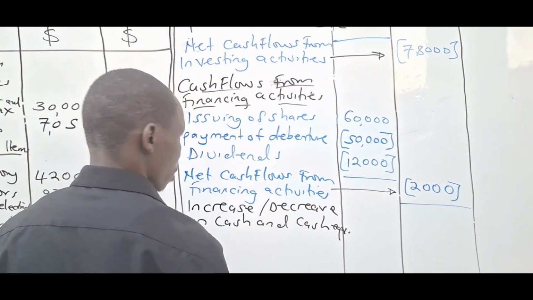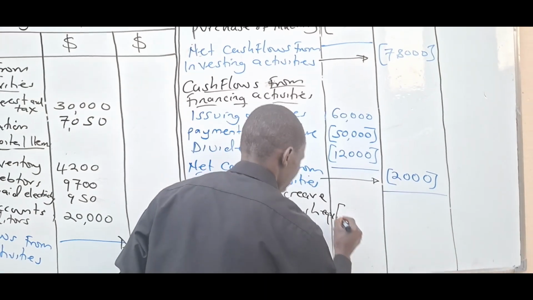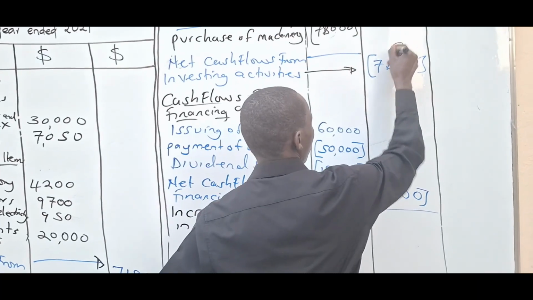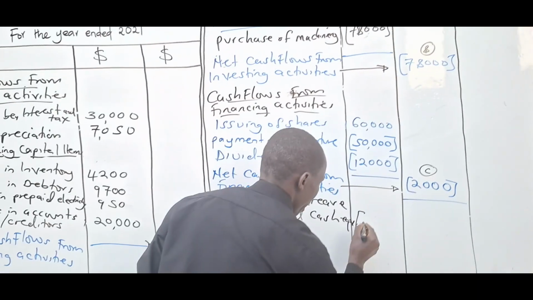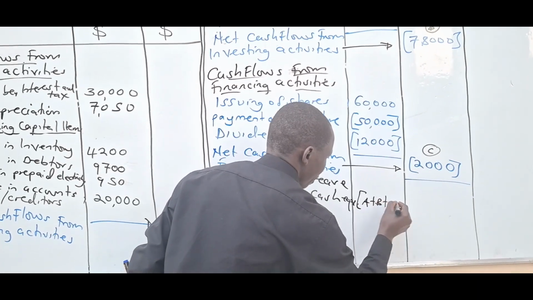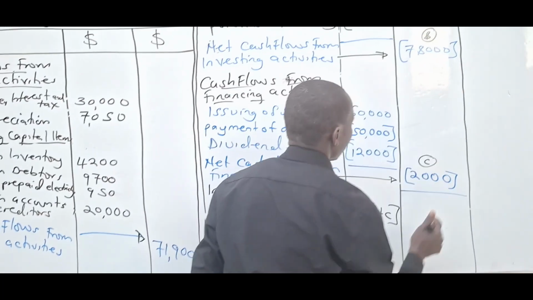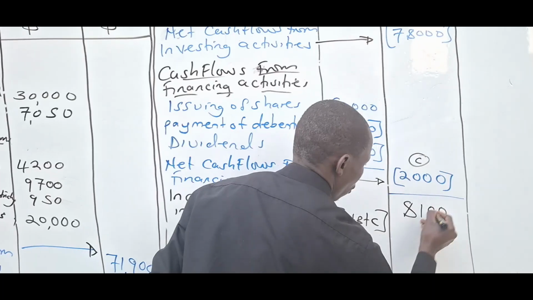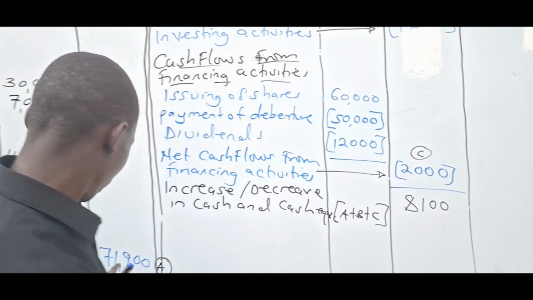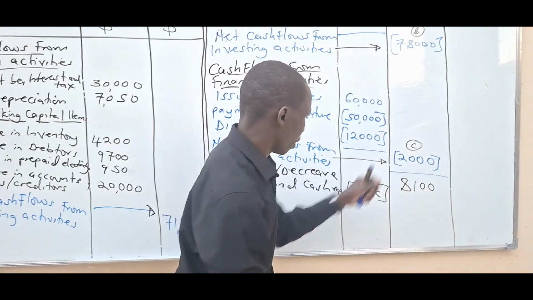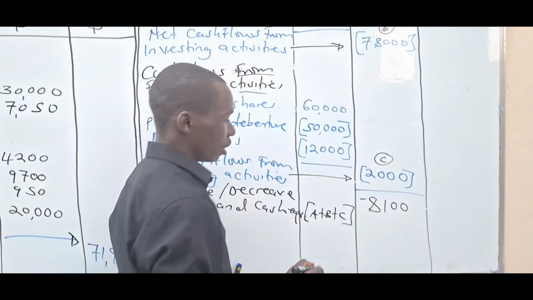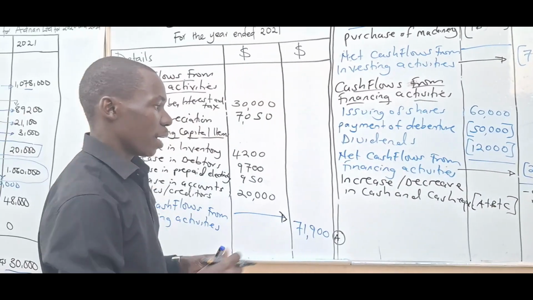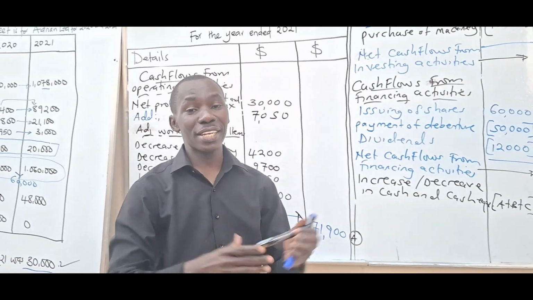Let me call this A, this one B, and this one C. So when I add A plus B plus C, I'm going to get 8,100. But now, I don't know whether you can see that this is 71,900. This is 80, meaning we are getting a negative 8,100 at that point.